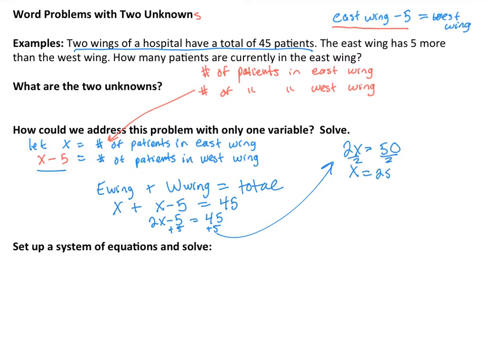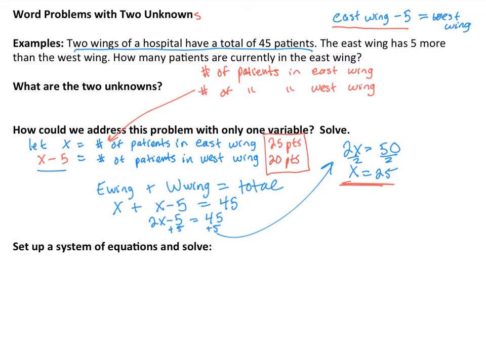x will equal 25. Now, what did you actually find there? When you found x equal to 25, what did we call x? X, if we go back here, is the number of patients in the East Wing. So there are 25 patients in the East Wing, which means if there are 25 in the East Wing, there are 5 less in the West Wing. There are 20 patients in the West Wing. So this is how we can introduce or solve this problem using one variable, one unknown.